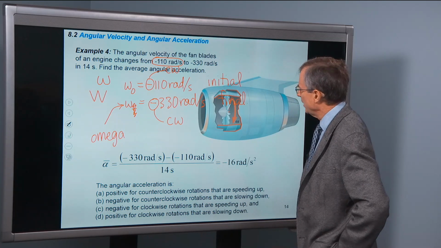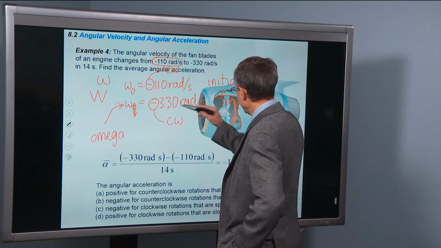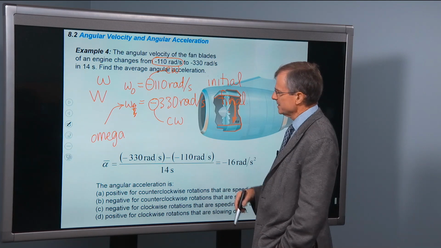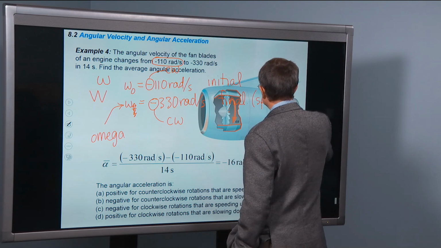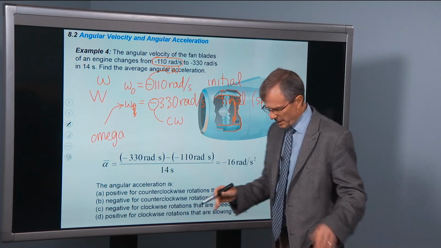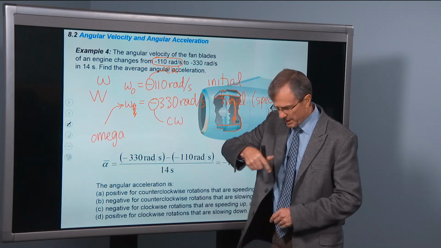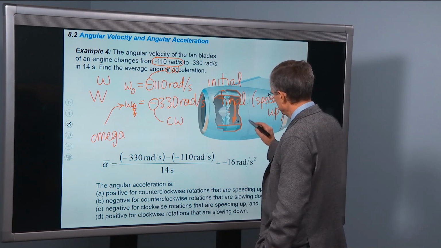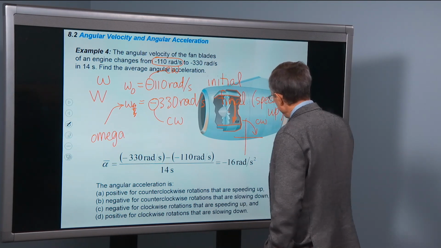Now, the final is bigger, it's rotating faster finally than it is initially. So it's accelerating, it's speeding up. So now this is the case where, imagine that instead of rotating counterclockwise, well, let me do it on the board here, I think you can see it a little bit better. Instead of being counterclockwise, I'm rotating clockwise, and I'm speeding up.